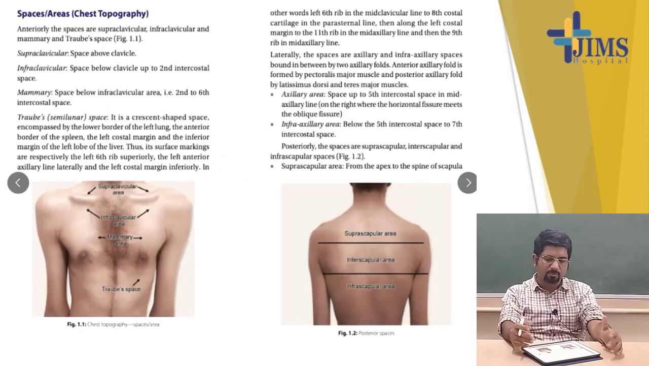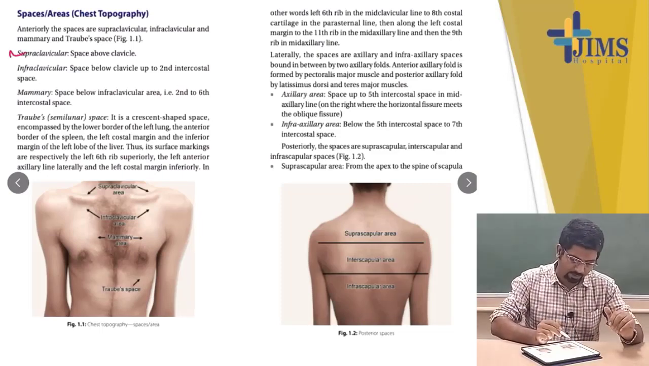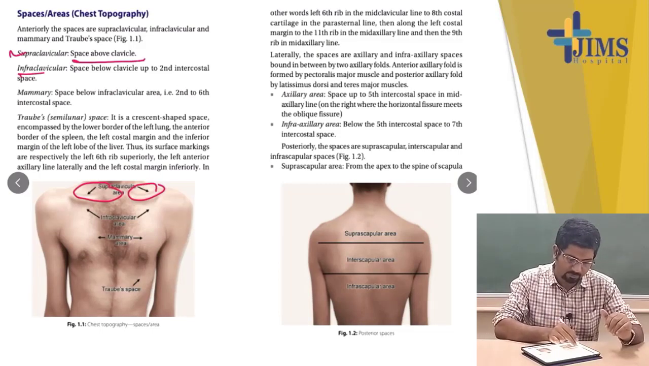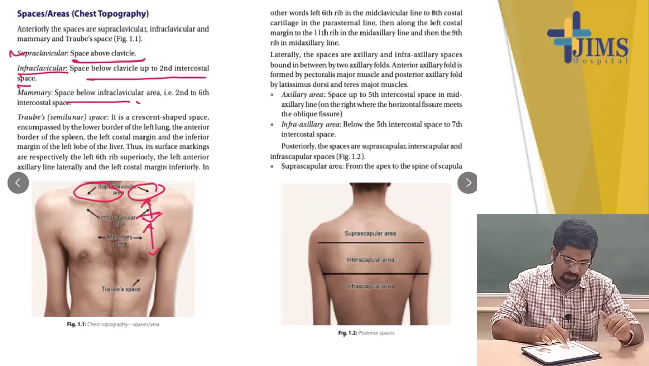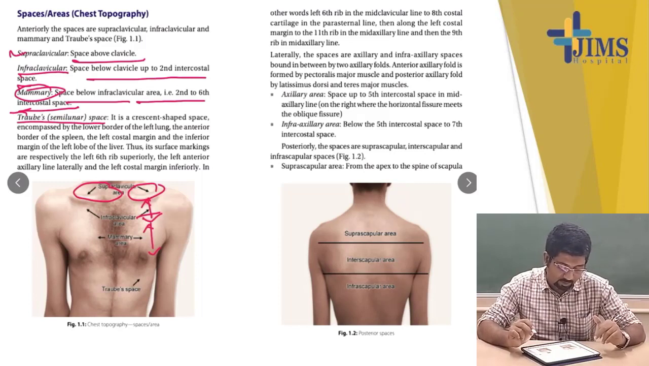Now come to some areas before going to the respiratory examination, which are very much important. First one is the supraclavicular area, that means the space above the clavicle. There is the infraclavicular area, from the clavicle to the second intercostal space. Below the infraclavicular area is the inframammary space, which is the second to sixth intercostal space, called the mammary area. And there is a triangular space called the Traube space. It is already taught, and in this Traube space the percussion note is resonant. If it is obliterated, we can know that it is either due to splenomegaly or due to any collection, that is pleural effusion.